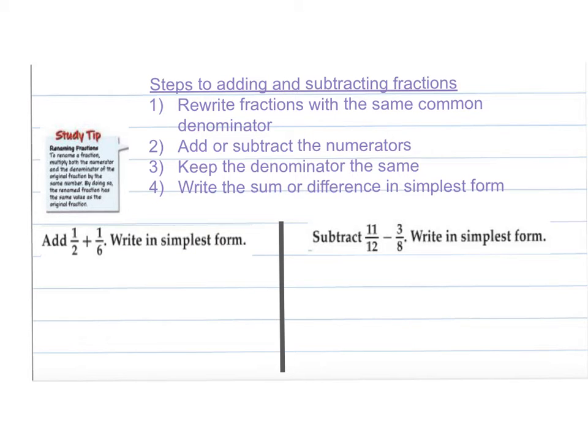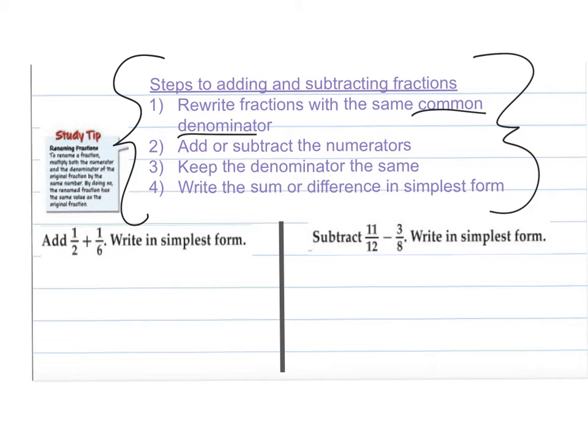The first thing that I want you to do is make sure you have all of these steps written down within your notes. So you can include them right after your notes from improper and mixed fraction notes. So the steps to adding and subtracting fractions. The first thing we need to do is rewrite our fractions with the same common denominator. Secondly, then we add or subtract the numerators. Then we keep the denominator the same, and then whatever our sum or difference is, we need to write it in simplest form. So if you need to pause me and write all these steps down, that would be great, and then come back and I want you to do these examples together with me in your notebooks.